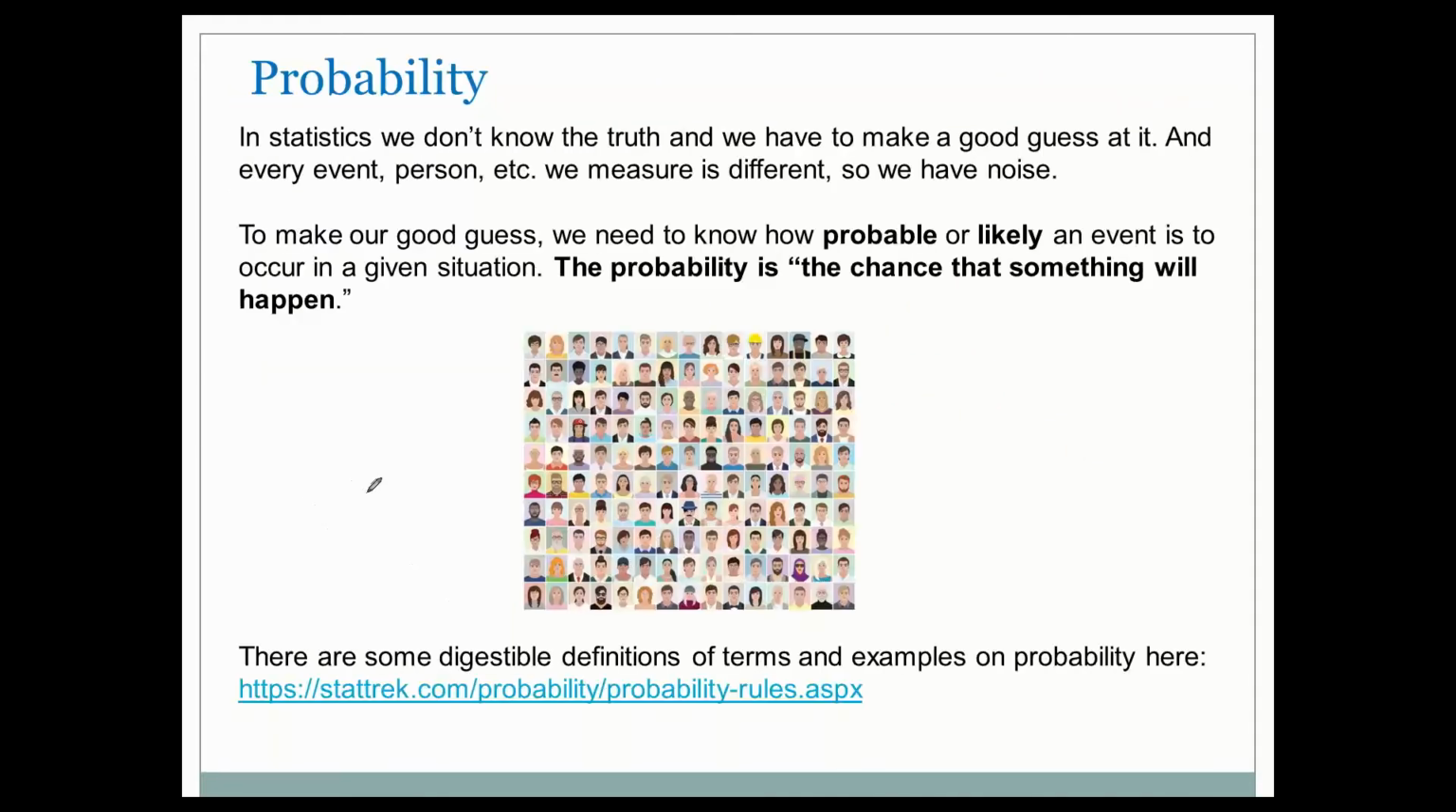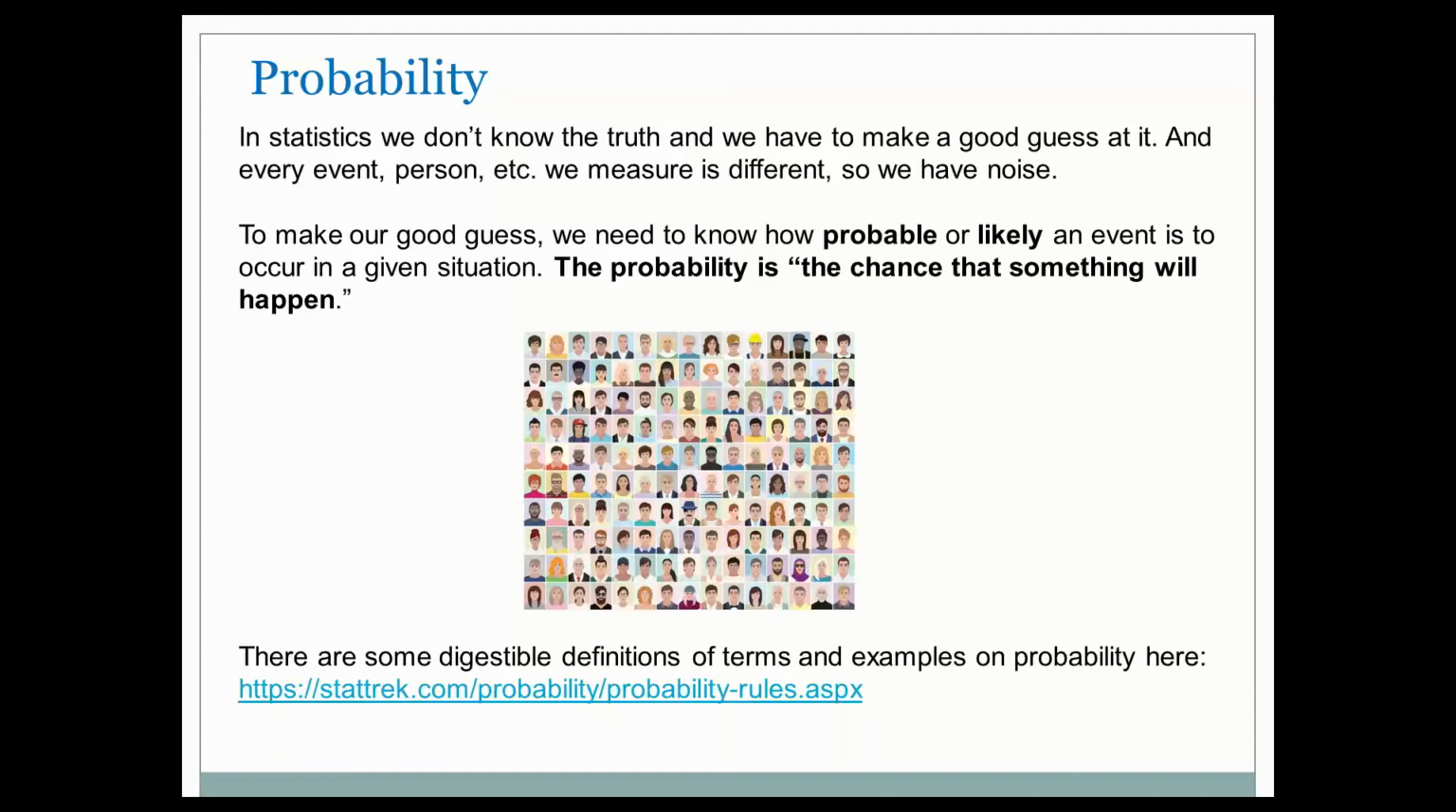This is very basic probability information, but it'll be enough for today's examples. The website link down here at the bottom of the slide is for StatTrek, and it's an easy read. And as I've said, if you know me, you know this is one of my sayings: in statistics, we don't know the truth, so we have to make a guess at it. Statisticians are really good guessers. Every event, person, etc., we measure is different, so we have noise, right? So to make our good guess, we need to know how probable or likely an event is to occur in a given situation. So probability is the chance that something's going to happen.